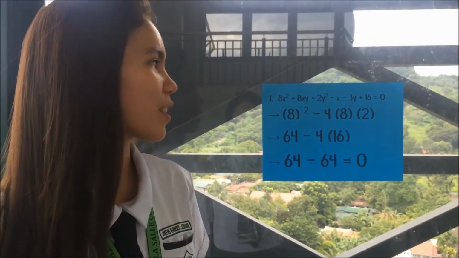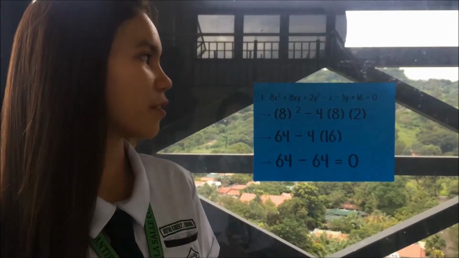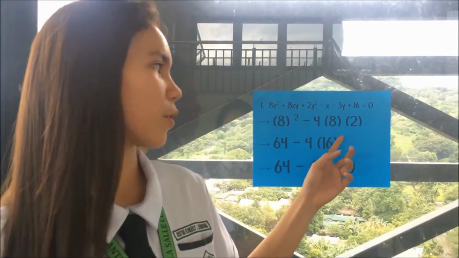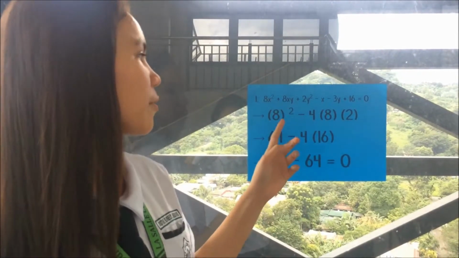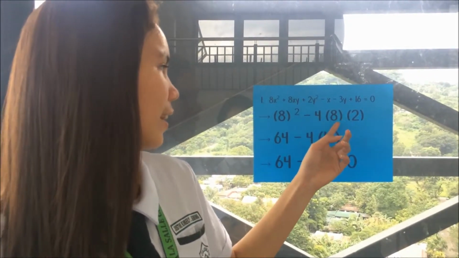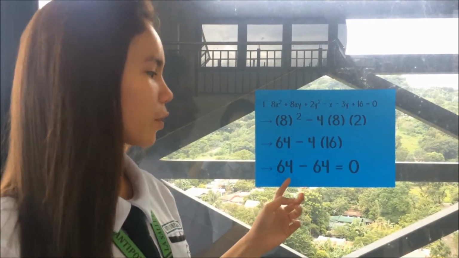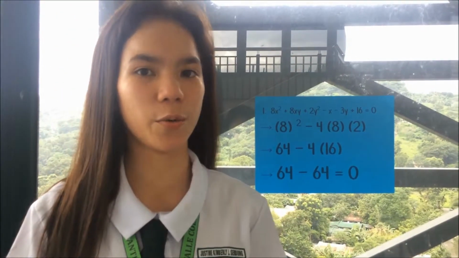8x squared plus 8xy plus 2y squared minus x minus 3y plus 16 is equal to 0. B is equal to 8, A is equal to 8, C is equal to 2. Square B to get 64. 8 times C is equal to 16. 4 times 16 is equal to 64. Therefore, 64 minus 64 is equal to 0.